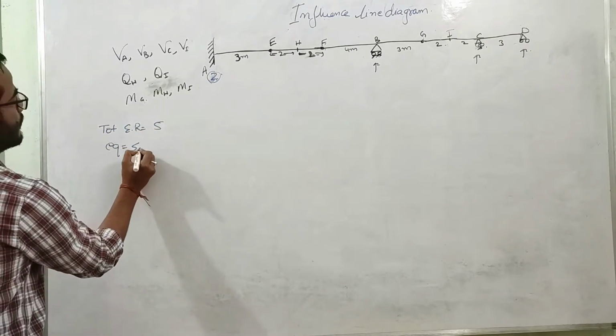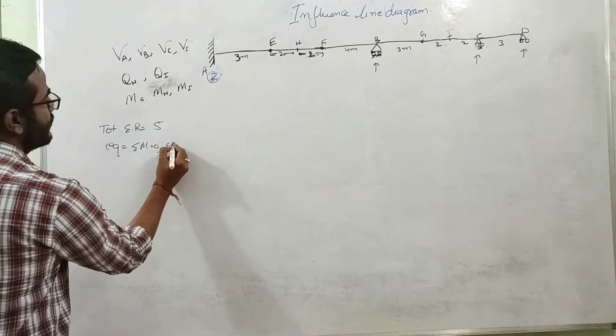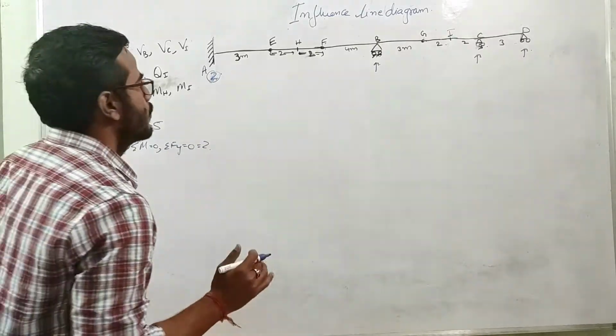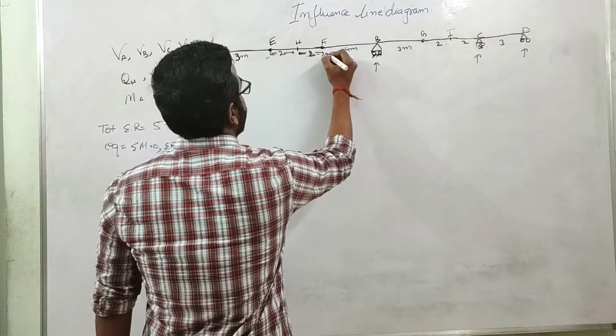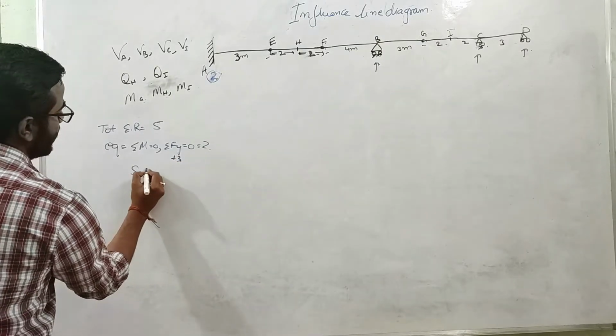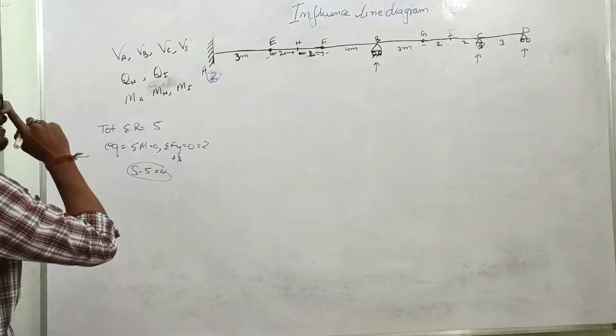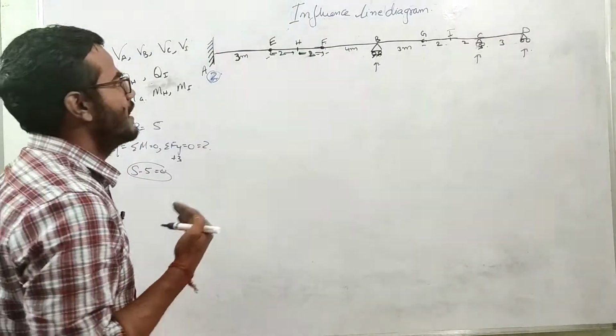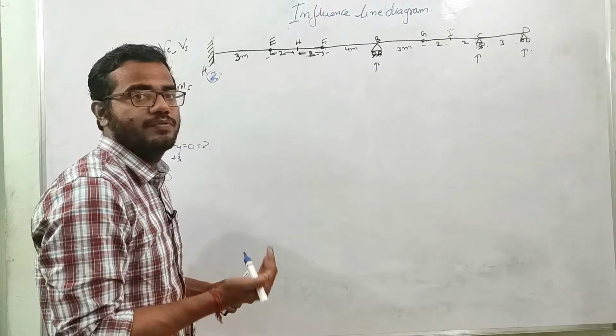The equilibrium equations, summation M equals 0 and summation Fy equals 0, will be 2. And 3 more equations I will get from the hinges E, F and G, so it will be plus 3. So 5 minus 5 equals 0. So basically this beam is determinate, and when we draw the influence line diagram for this beam, it will only comprise straight lines.